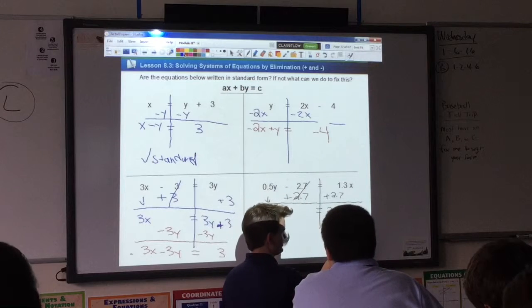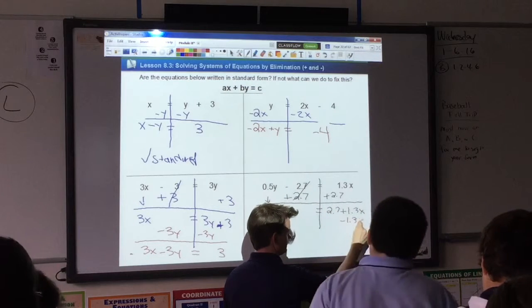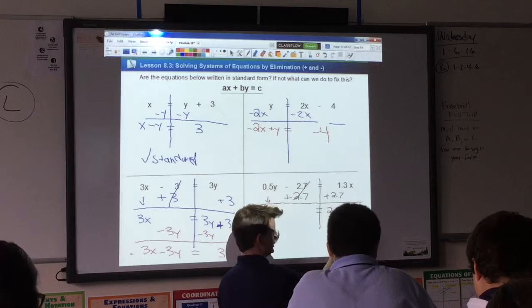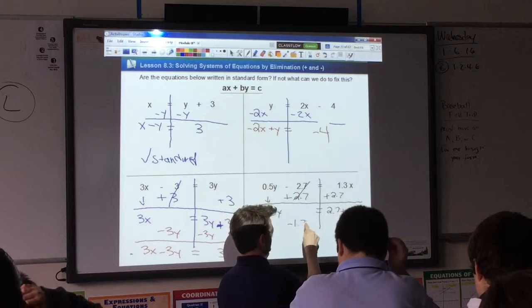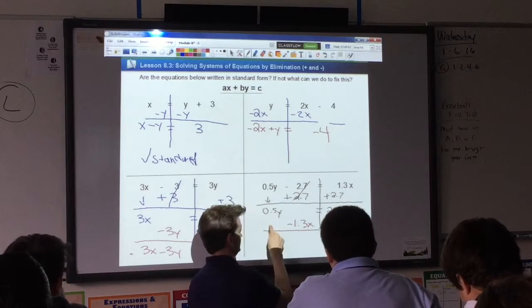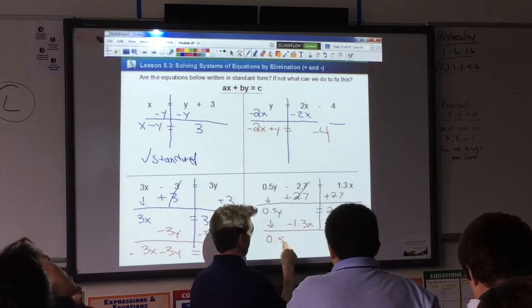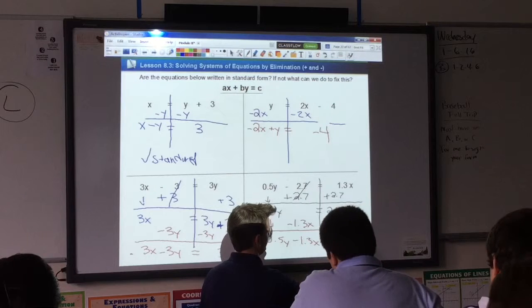Subtract. What am I subtracting? 1.3x. From just this side? No, from the left side too. Am I subtracting it from the y? No. Good job. Now I just bring everything down. 0.5y minus 1.3x equals 2.7.